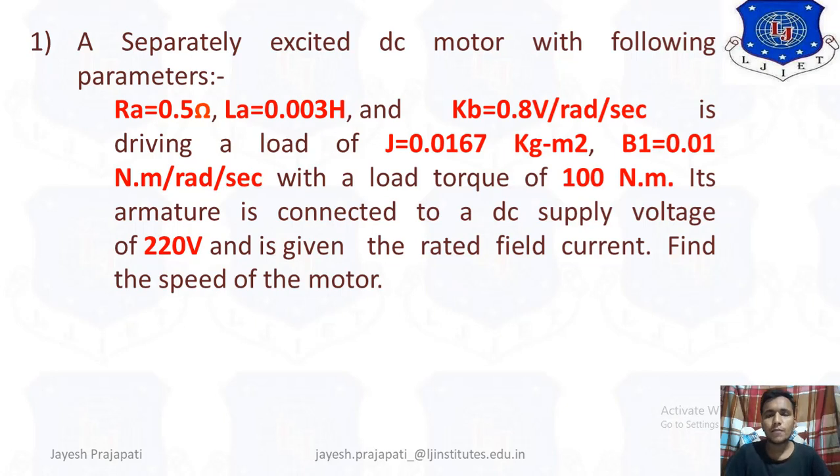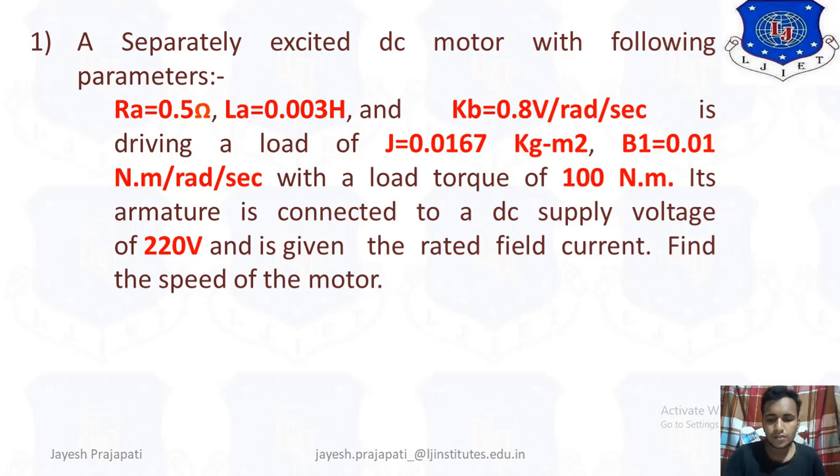Now in this example you can see there is one motor, that is a separately excited DC motor. RA is the armature resistance, LA is the armature inductance, KB is a constant, J is the moment of inertia, and B1 is the viscous coefficient, its unit is Newton meter per radian per second. Load torque T1 is equal to 100 Newton meter, and the armature is connected to a DC supply of 220 volt, that is the DC supply input voltage.